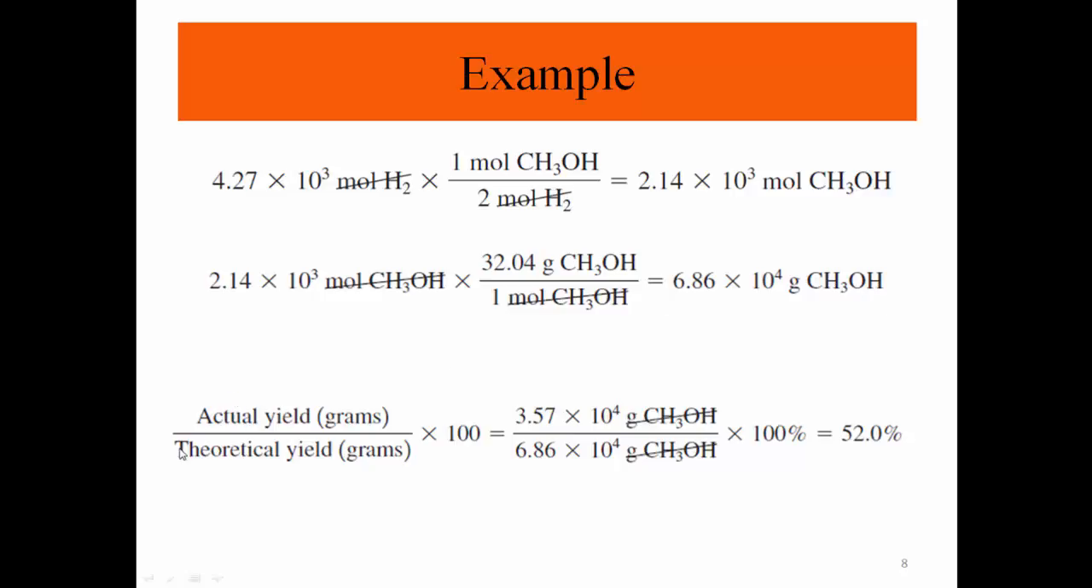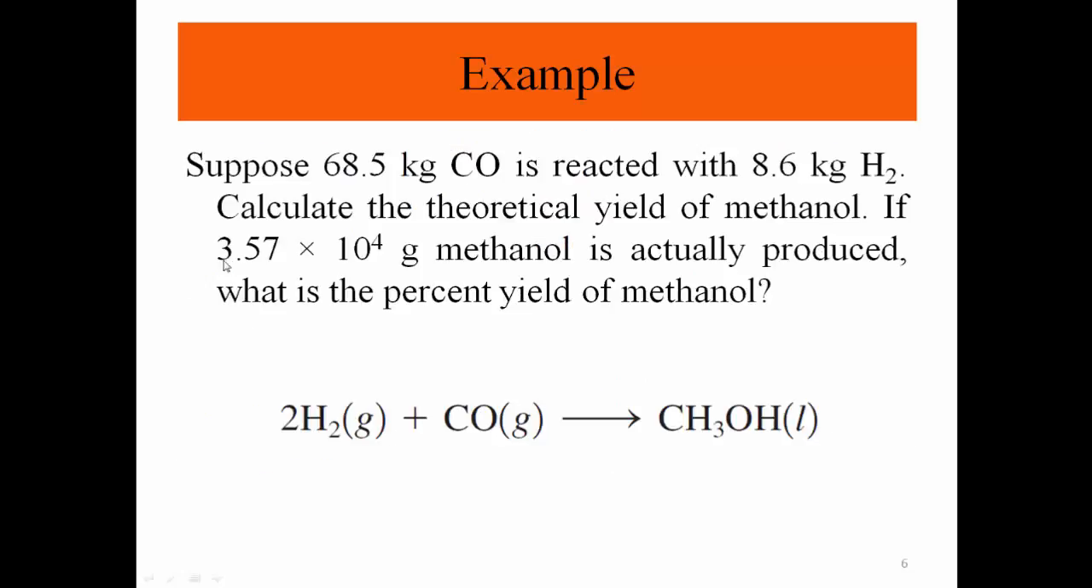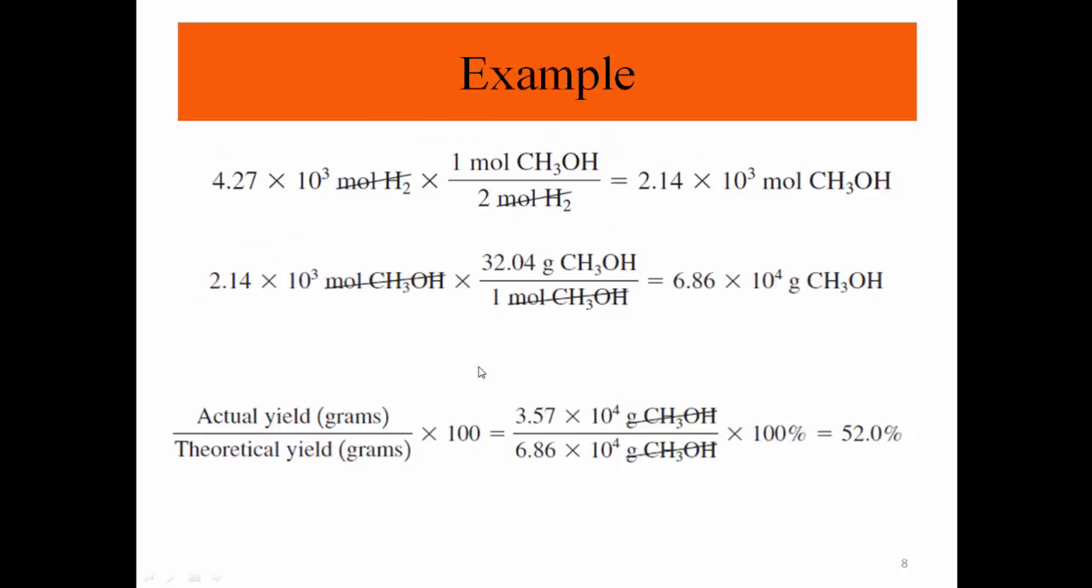Then we can find the percent yield, which is the actual yield in grams divided by the theoretical yield in grams times 100. The actual yield is given here, 3.57 times 10 to the power 4. We write it here, and the theoretical amount we have here, 6.86 times 10 to the power 3 grams methanol, times 100% results in 52%. So that's the percent yield.